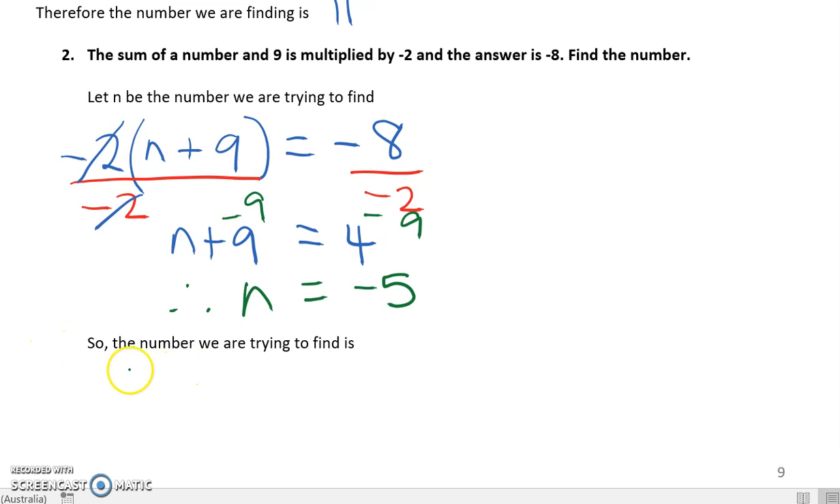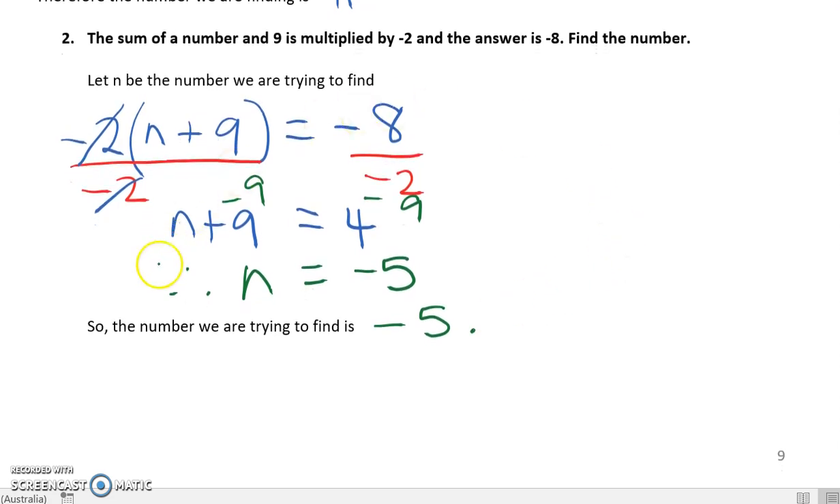So therefore, the number we're trying to find is -5. And I'm done. Remember, you can check your answer by substituting it back into the original equation you made. Or just using the rule, the sum of a number, so -5 plus 9 multiplied by -2, is that -8? Yes, it is, so you know you're correct.